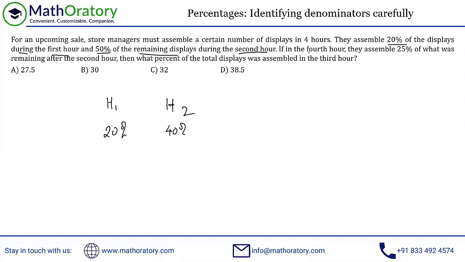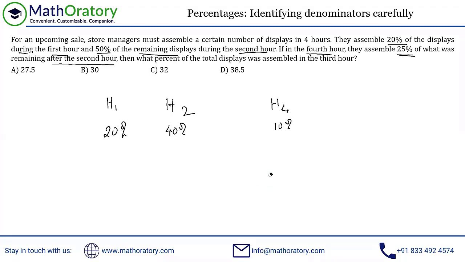Now it says in the fourth hour, they assembled 25% of what was remaining after the second hour. Again, denominator is important. Of what? So it is 25% of whatever was remaining after the second hour, not the third hour. So after the second hour, we have completed 60% of the total, which implies we are left with 40% after the second hour. And we are assembling 25% of this. So 25% of 40 is 10. So in the fourth hour, we are basically assembling 10% of the displays.